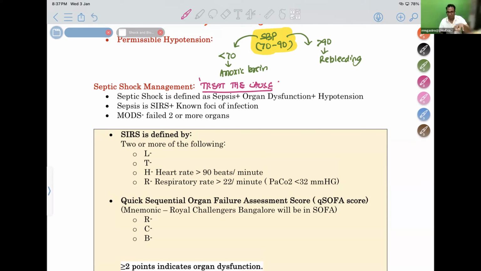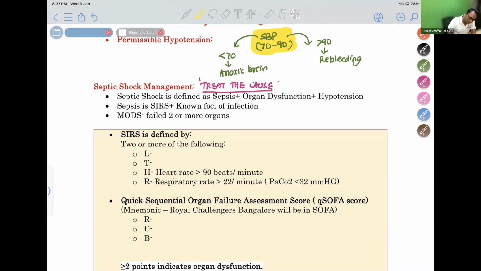If there is an abscess, drain the abscess. If the patient has typhoid, treat the typhoid. If the patient is having a perforation, treat the perforation. So whatever it is, septic shock, treat the cause. Because if you are not going to treat the septic cause, it is going to still produce bacteria more and more.